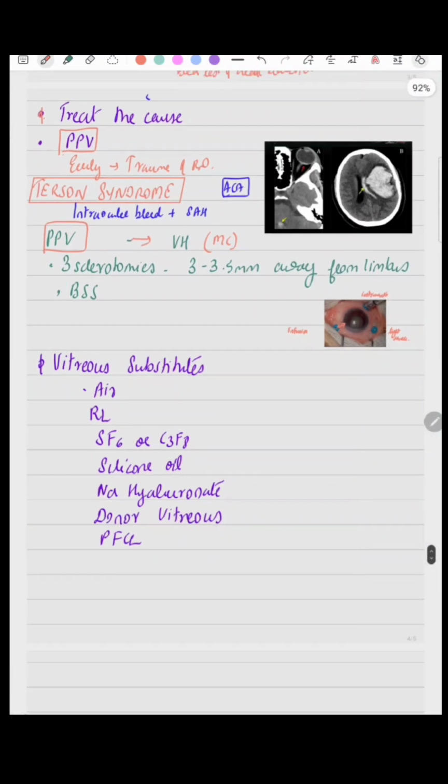Next is vitreous substitutes. Gases are used, most commonly nowadays SF6, sulfur hexafluoride, or C3F8, octafluoropropane. Air is also used. Then silicone oil can be used. Others are physiological solutions like Ringer lactate, sodium hyaluronate, donor vitreous, or perfluorocarbon liquid.